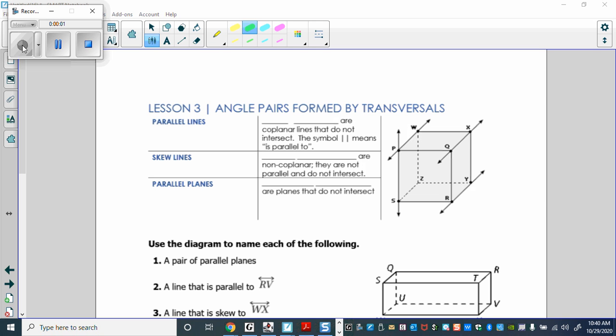Guys, welcome to lesson 3. This is on angle pairs formed by transversals.